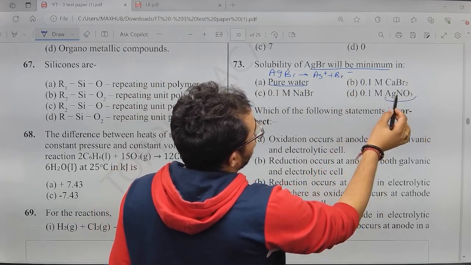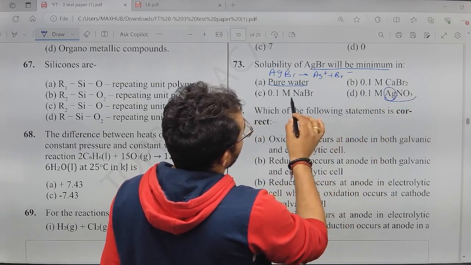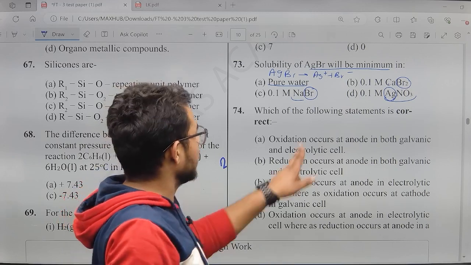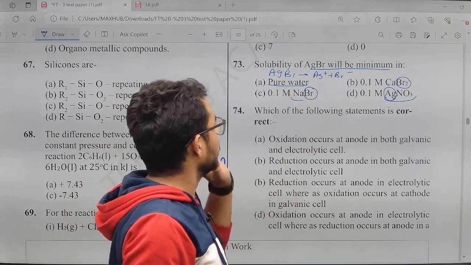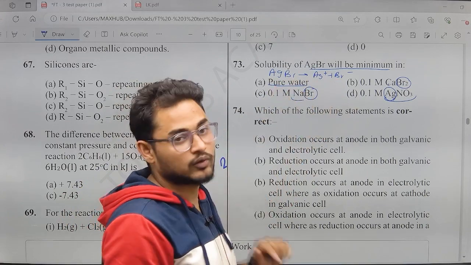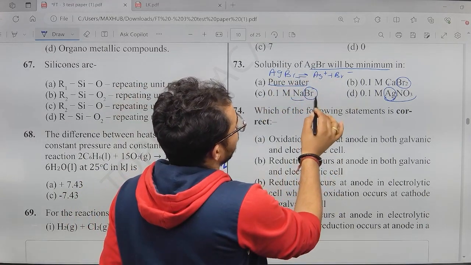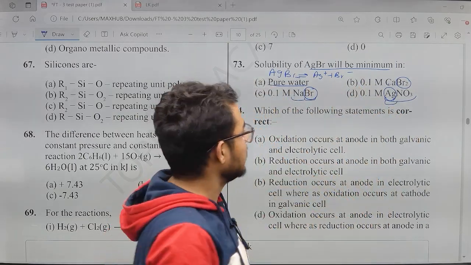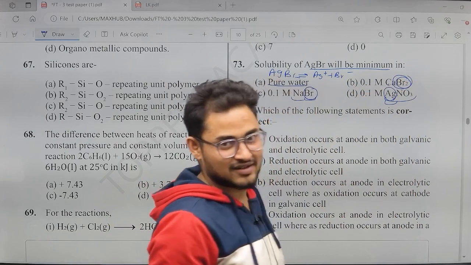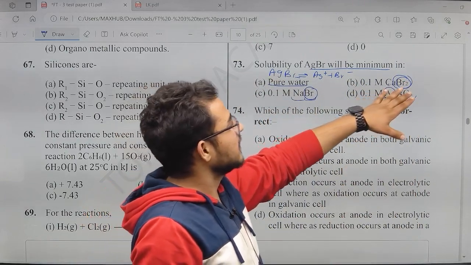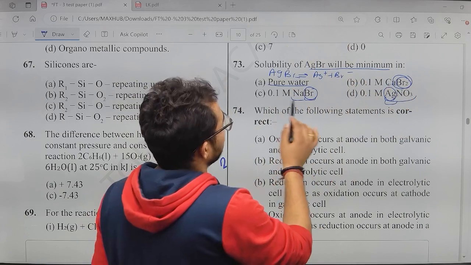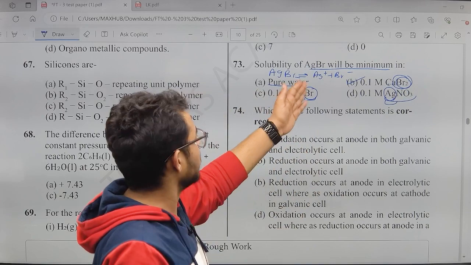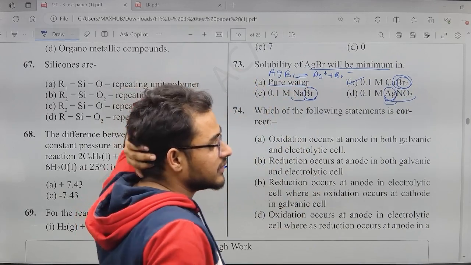AgNO3 will provide Ag plus, NaBr will provide Br minus, CaBr2 will provide 2Br. It will be affected and proceed in the backward direction because it is providing the same ion, Br minus. It is providing the same ion Ag plus, so it will proceed in the backward direction, but since it is providing 2Br, it will have a greater effect than C and D. So B is the answer, because it provides 2Br ions, so it will shift in the backward direction to a greater extent.